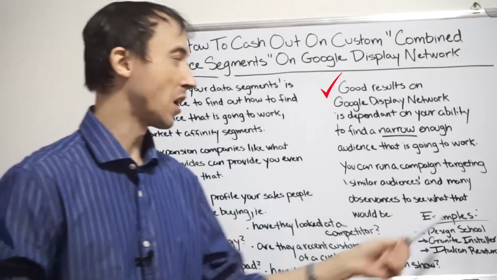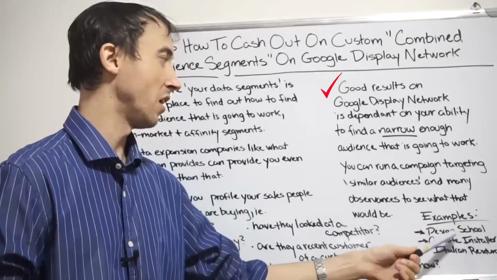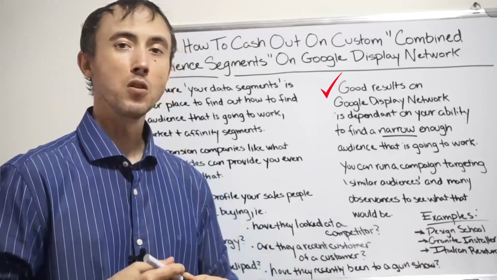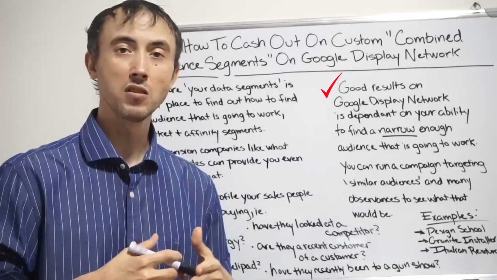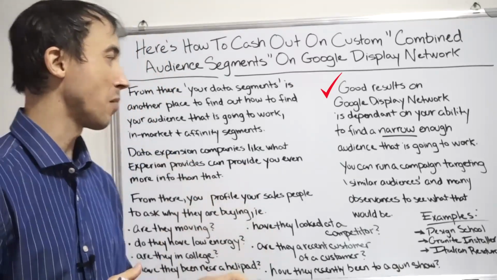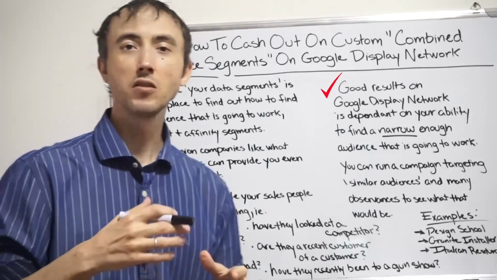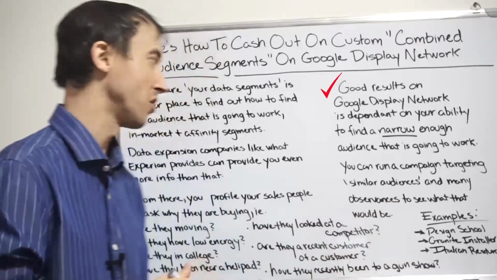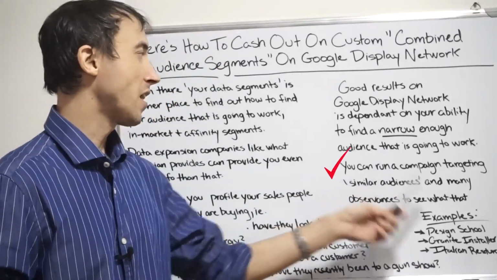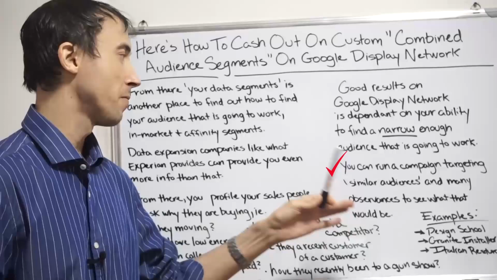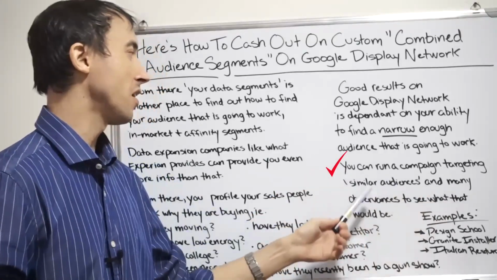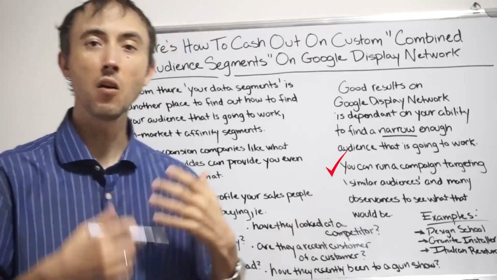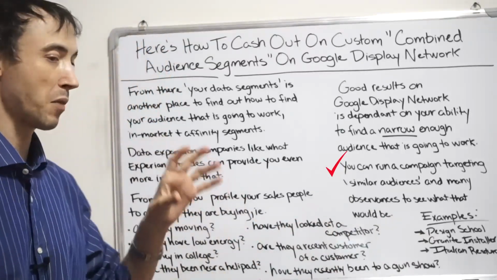Now I'm going to give you a few examples of how we built campaigns for a design school, a granite installer, and an Italian restaurant, using a combination of these different targeting options, and specifically with combined audience segments, to show you really how to take advantage of this and build an actual working campaign for your business. So you could run a campaign targeting similar audiences and use many observations to see what would work within that, to find out what you would actually do in this custom audience segment tool.